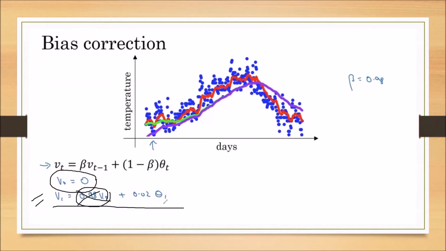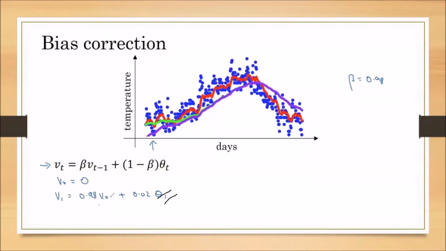So I am asking, what is the first day average temperature? You are saying 0.02 into the first day temperature. That itself is a contradiction. If there is only one student in the class and his marks are 90, and I ask what is the class average, that class average is 90. If you are telling 0.02 into 90, that is an error. But this is what is really happening here.